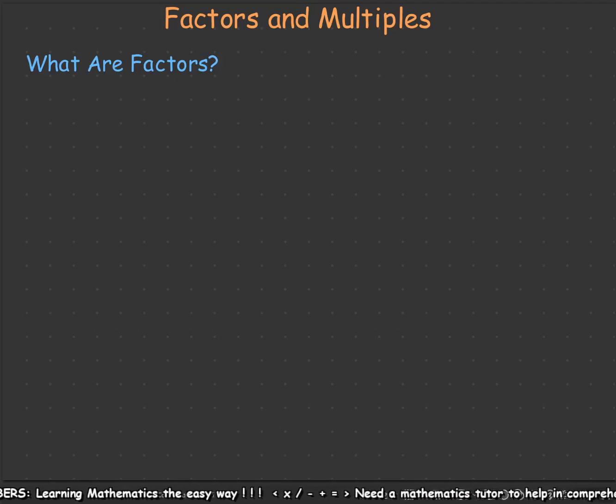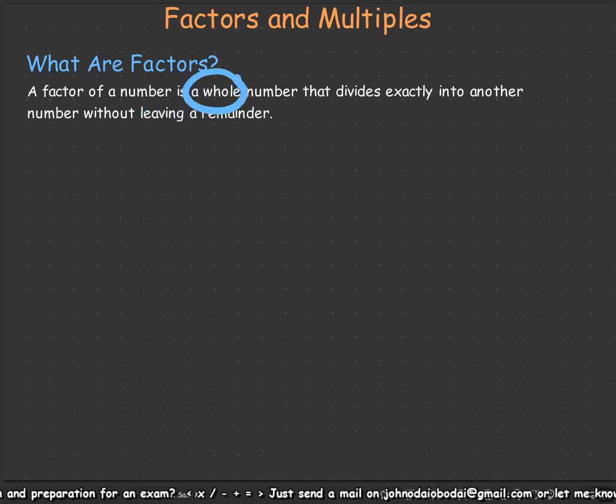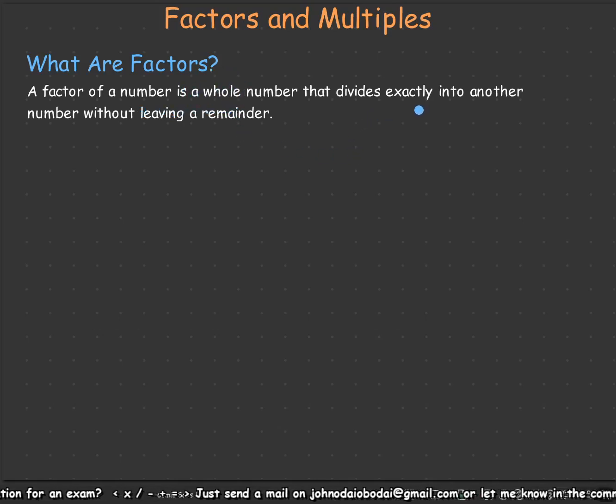When we talk of factors, a factor is a number. It is actually a whole number that divides exactly into another without leaving a remainder. With this in mind, you should know your division, maybe your long division. So once again, it is a number, and it is a whole number, that divides exactly into another without leaving a remainder. If there's a remainder, then that number is not a factor of it.